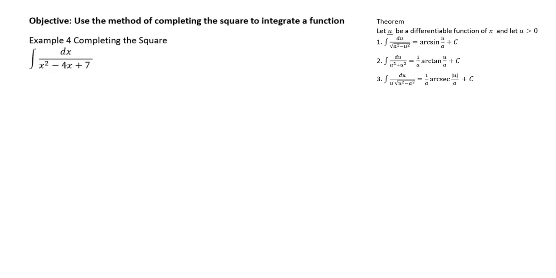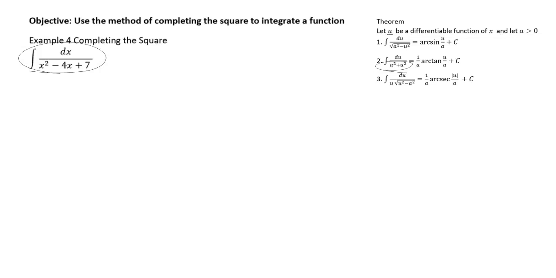In our next example, our integral does not appear to match any of our forms from our theorem. We do not just have a square root in the denominator. There's no square root in our denominator. And then this second one that does not have a square root only has two terms, an a squared plus a u squared. We have three terms.